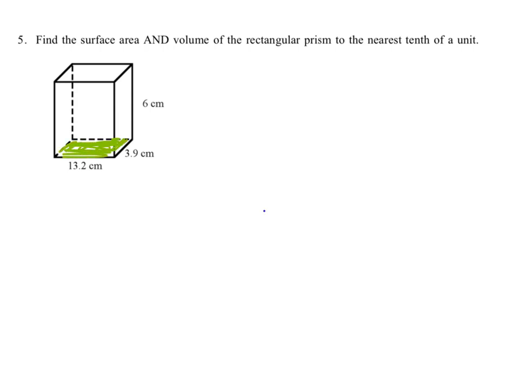Okay, we could do the perimeter, like the height times the perimeter plus the two bases, but I like thinking about it this way. Okay, we have two sides in green. And how do you find the area of each one of those? Well, you do one number times the other number, right? 13.2 times 3.9. And of course, since you have it twice, one on the top, one on the bottom, you do two times that.